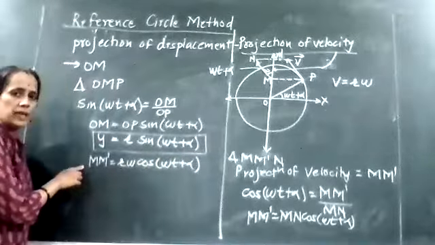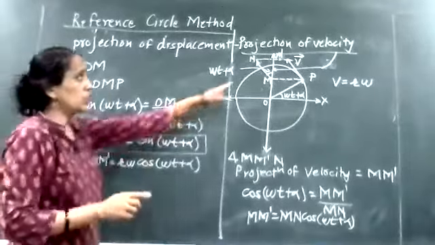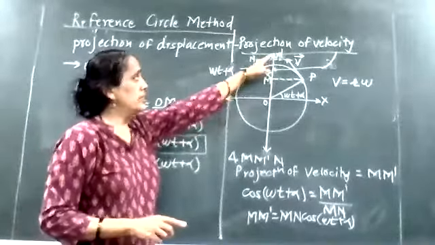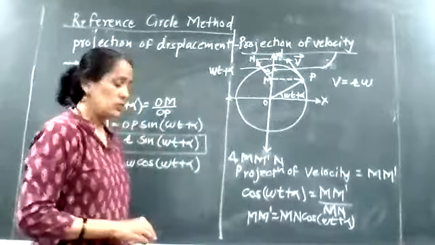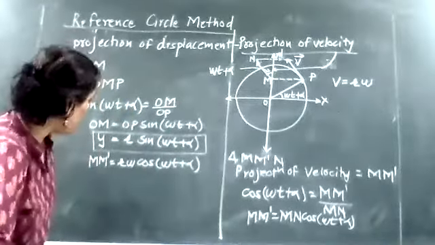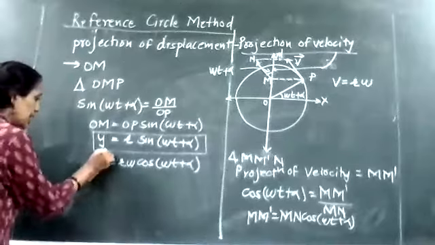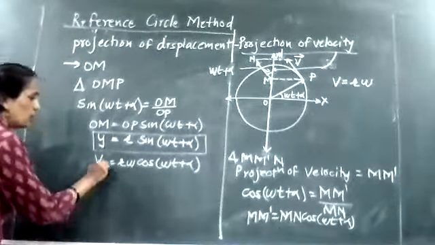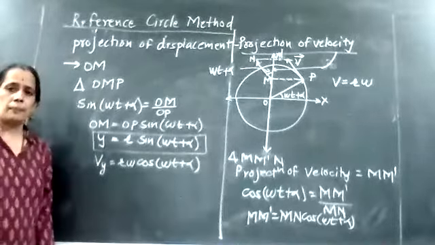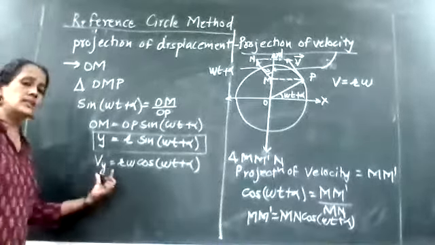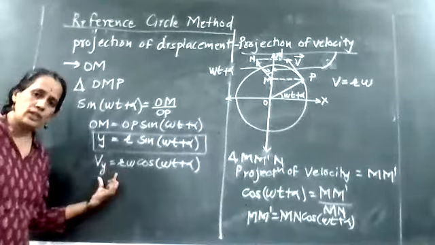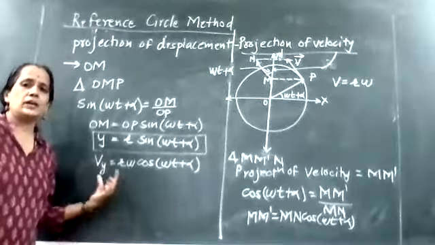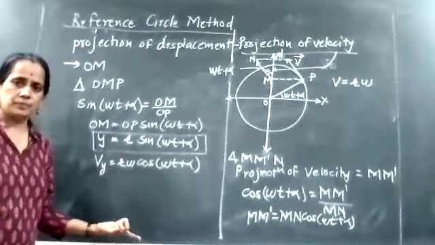But your M dash will represent what? Projection of velocity. It is parallel to the velocity vector. There is nothing to do, it is the projection of the velocity vector along the y-axis. This M dash I can write down as the velocity along y. So you see that I am getting the velocity same as that of the velocity of a particle performing SHM.